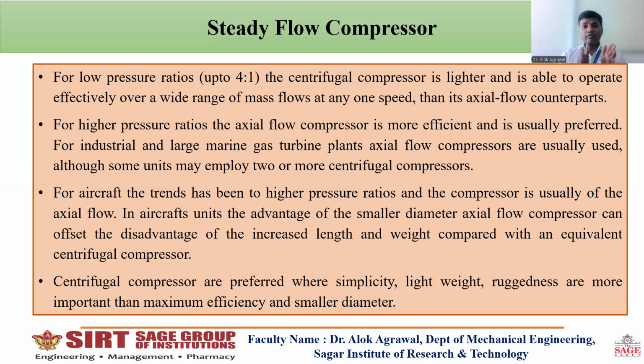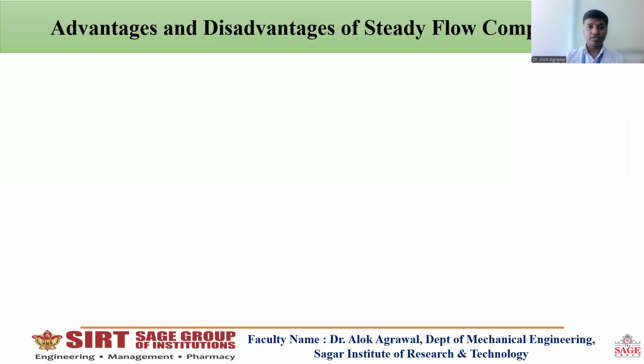Where we have restriction of space, in that place we use centrifugal compressor, because axial flow compressors are quite long, so they require a lot of space for mounting, whereas centrifugal compressor is very simple in construction, and its weight is also less. So at places where very high pressure ratio is not required, we generally prefer centrifugal compressor. One more advantage of centrifugal compressor is that it has more efficiency as compared to the axial flow compressor. But when high pressure ratio is required, we need to use axial flow compressor.